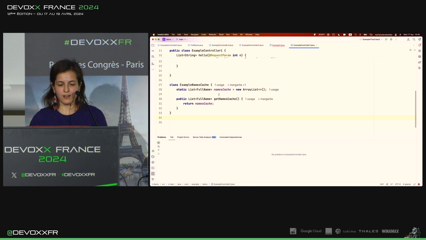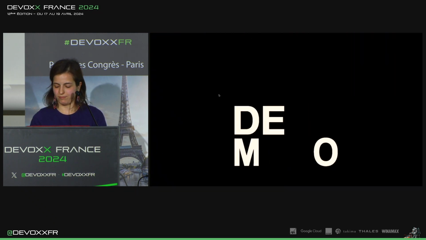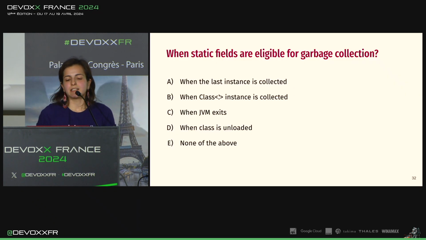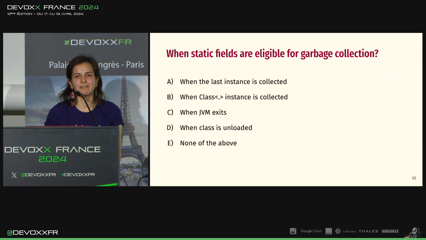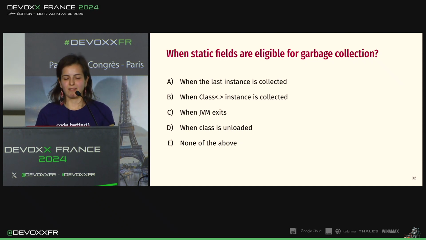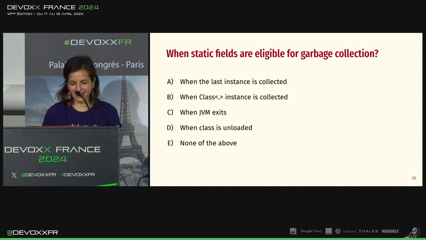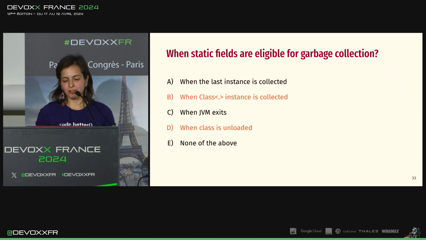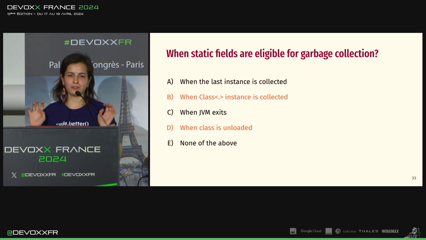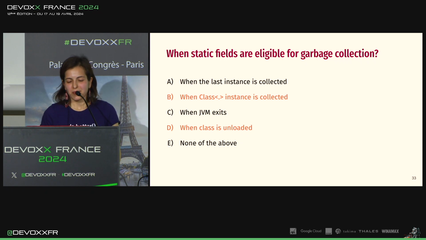So now I have a question for you. When are static fields eligible for garbage collection? Who thinks it's A? Raise your hands. Who thinks it's B? Come on, guys, are you still sleeping? Okay, I won't waste your time much. The honest answer would be B and D, and okay, C, but C is too far away. That's not what we want.